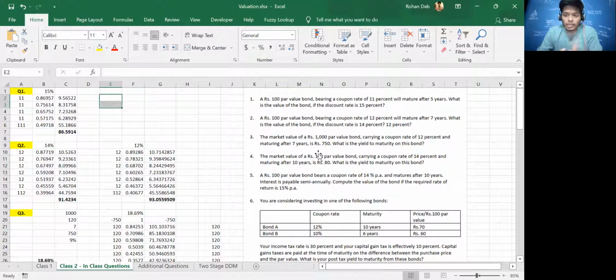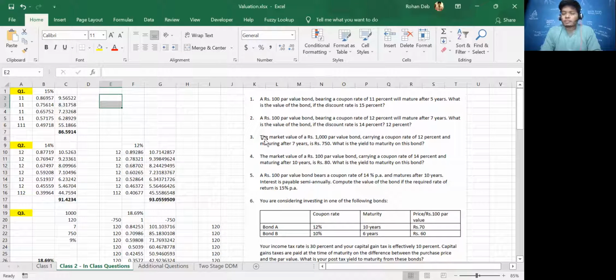Okay, now another concept that we have is called the yield to maturity. Let's read this question. The market value of a 1,000 par value bond carrying a coupon rate of 12% and maturing after 7 years is 750. So you can buy that bond for 750. What is the yield to maturity? In the last question, what we were doing is calculating the price. So that is fine. You can do that.